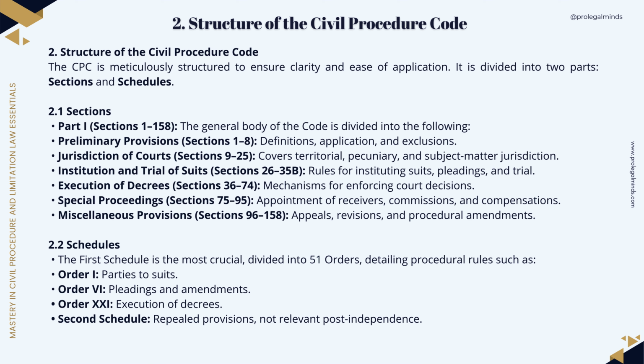Institution and trial of suits, Sections 26 to 35B. Rules for instituting suits, pleadings, and trial. Execution of decrees, Sections 36 to 74, mechanisms for enforcing court decisions. Special proceedings, Sections 75 to 95, appointment of receivers, commissions, and compensations. Miscellaneous provisions, Sections 96 to 158, appeals, revisions, and procedural amendments.